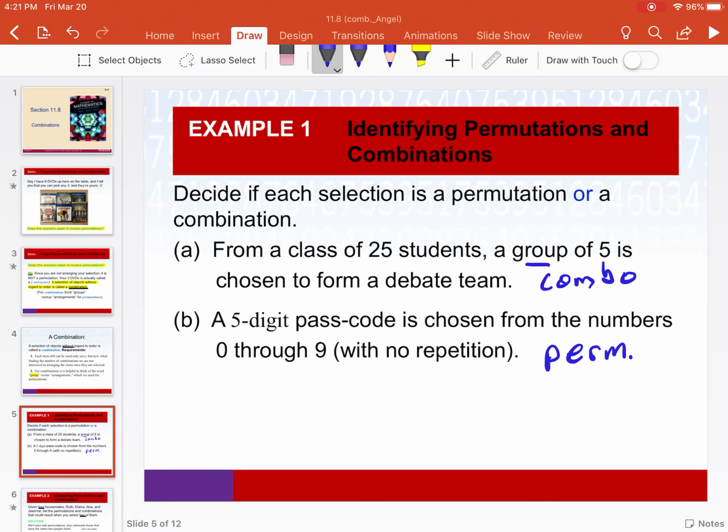So you have to think about the situation and ask yourself, is there an ordering of any kind? Is this phone numbers, social security numbers, passcodes, right? These would be, the order would make a difference if I rearrange the numbers. Okay?